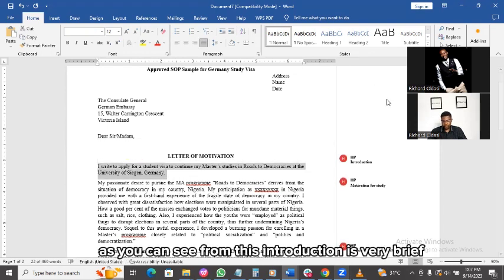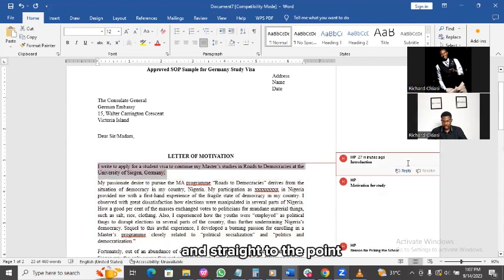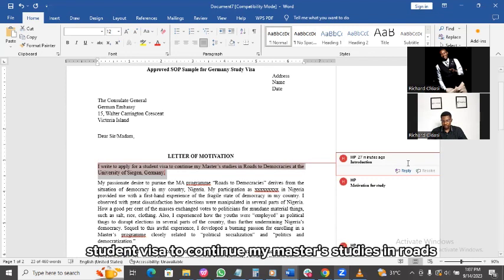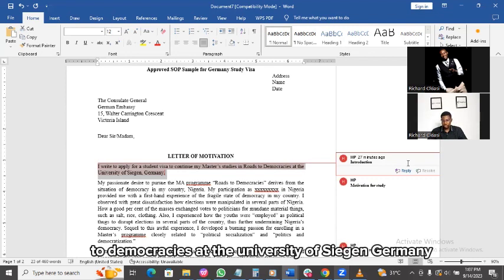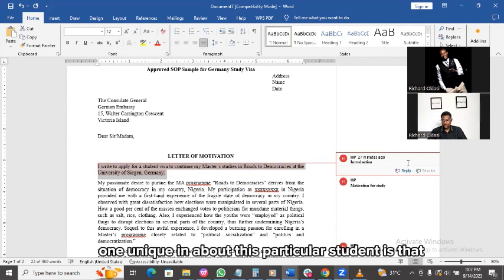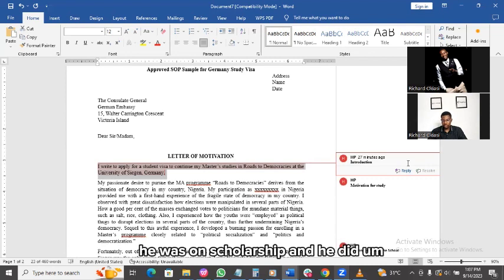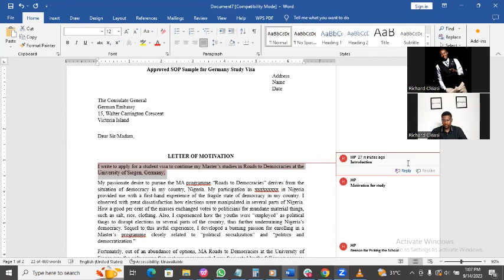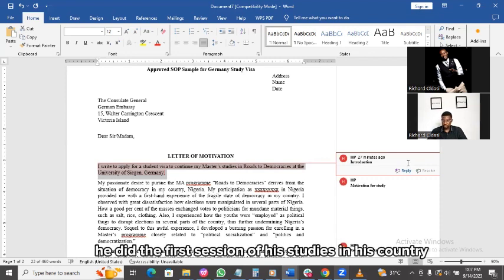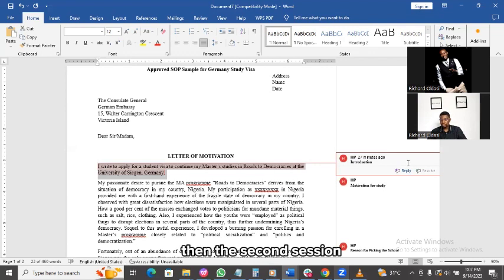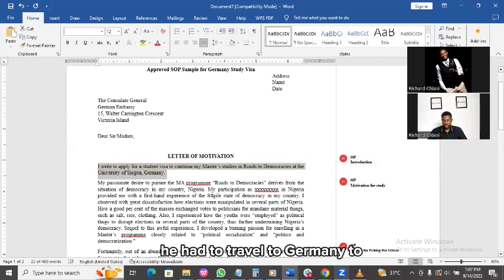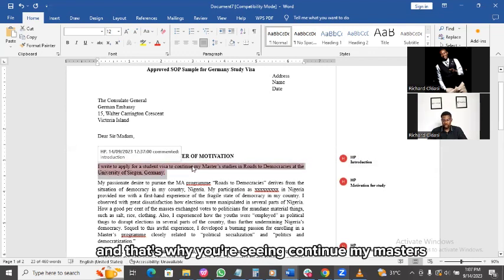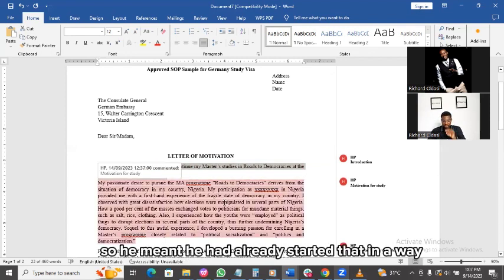As you can see, this introduction is very brief and straight to the point. I write to apply for a student visa to continue my master's studies in roads to democracies at the University of Siegen, Germany. One unique thing about this particular student is that he was on scholarship, and if I recall correctly, he did the first session of his studies in his country. Then for the second session, he had to travel to Germany to complete it. And that's why you're seeing continue my master's. So it meant he had already started.